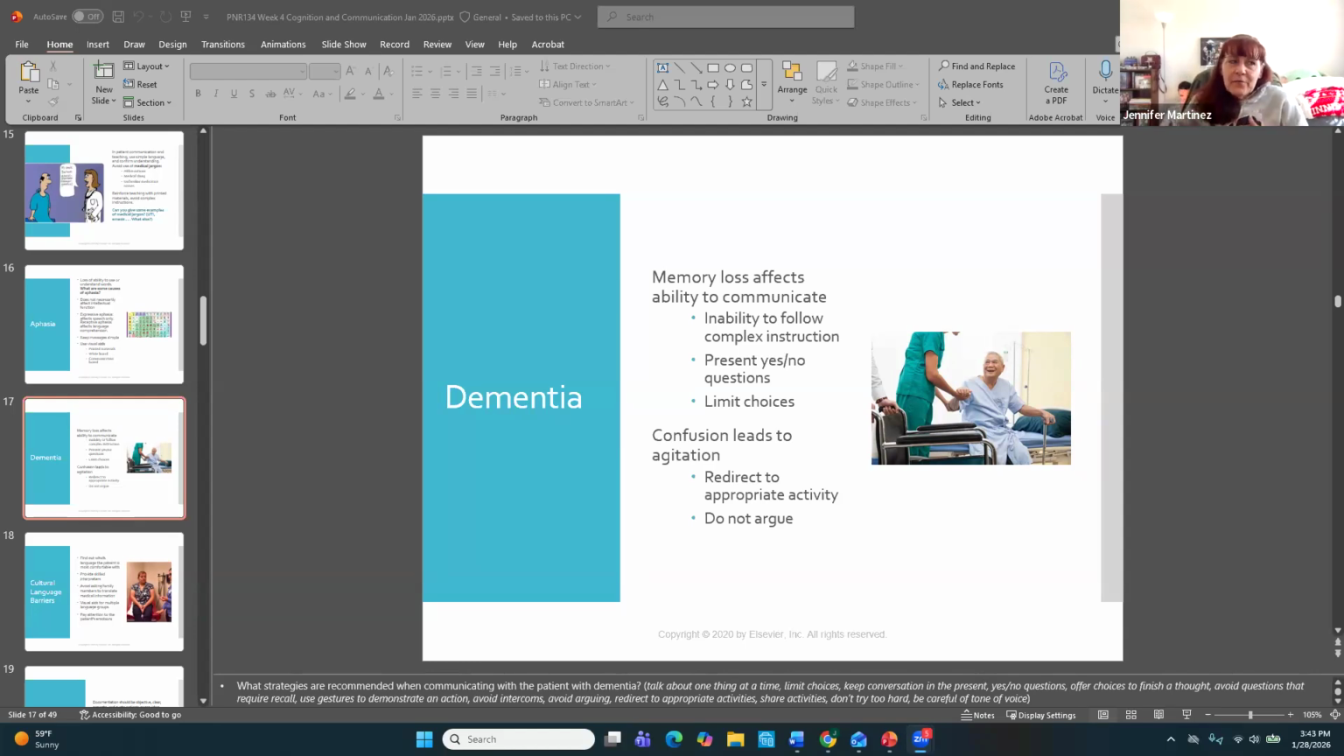We also have to be careful with our tone of voice, because patients that have dementia are also very sensitive to nonverbal cues. All right. And so if your tone of voice starts to rise or changes, then they may actually sense your frustration and become more agitated or upset.